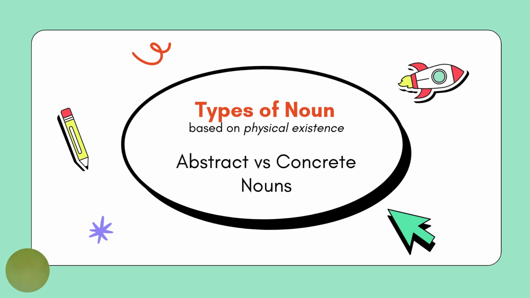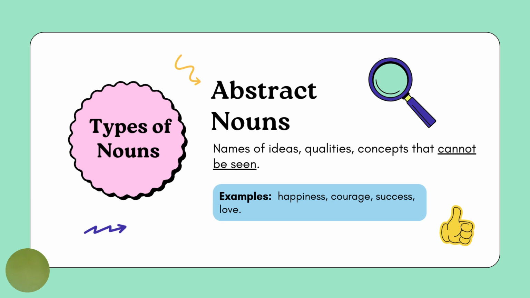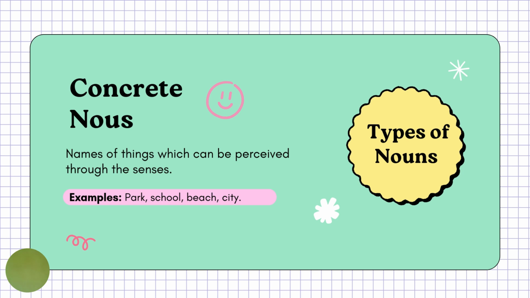Next is types of noun based on physical existence. So we have abstract and concrete nouns. Okay, it's based on physical existence. So if the noun names ideas, qualities, or concepts that cannot be seen by your eyes, then it's an abstract noun. Happiness, courage, success, love. Most of the time, these words are singular. Okay, most of the times.